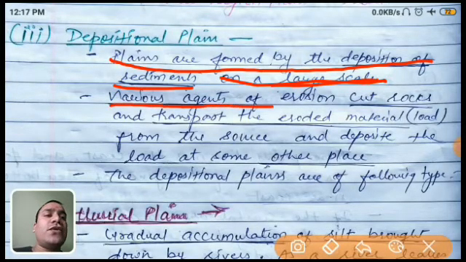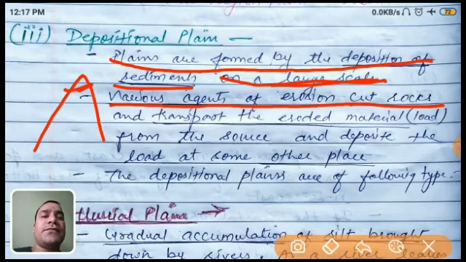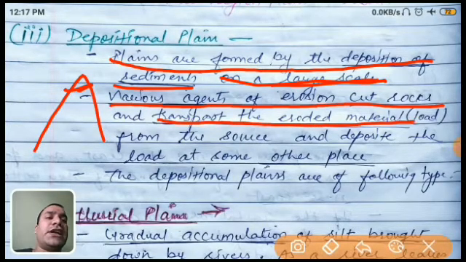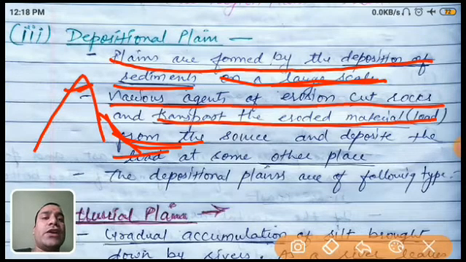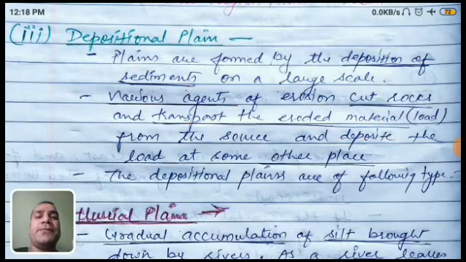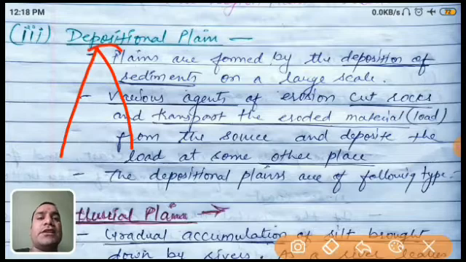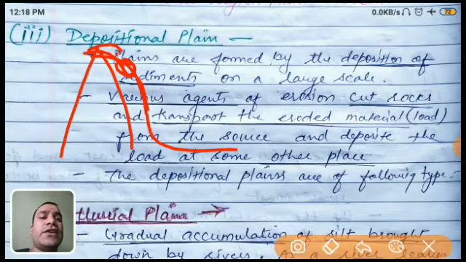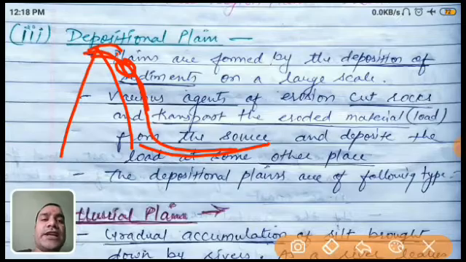Various agents of erosion cut rocks. What will happen? They will cut rocks and transport the eroded material. It means they will transport the eroded materials, the load, to a lower level from the source and deposit the load at some other place. Now, this is the mountain, and the rocks are cut down. The eroded material is called load. This load goes down and is collected in another place, and it forms a depositional plain.